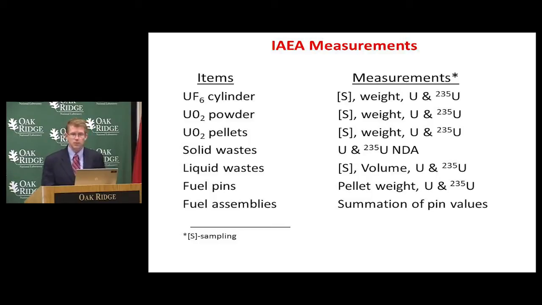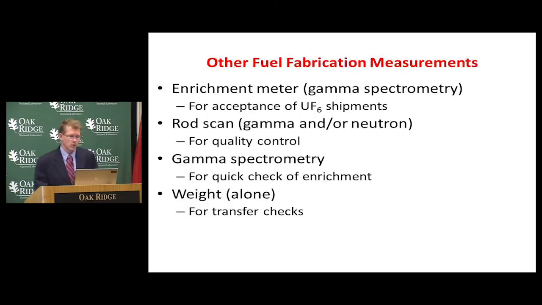For fuel assemblies, if you've got a good measurement on each of the fuel pins, all you have to do is count how many pins are present and do a confirmation measurement to verify that those pins actually contain material. Some of the other measurements that may be used to confirm these assumptions are portable NDA on the cylinders, just to verify that it is nuclear material of a low enrichment level.